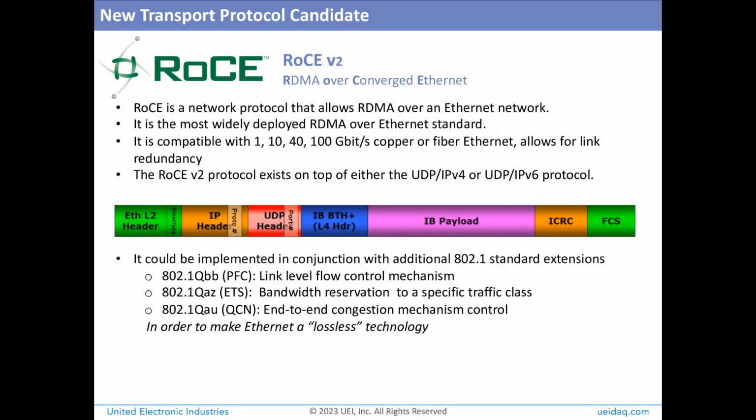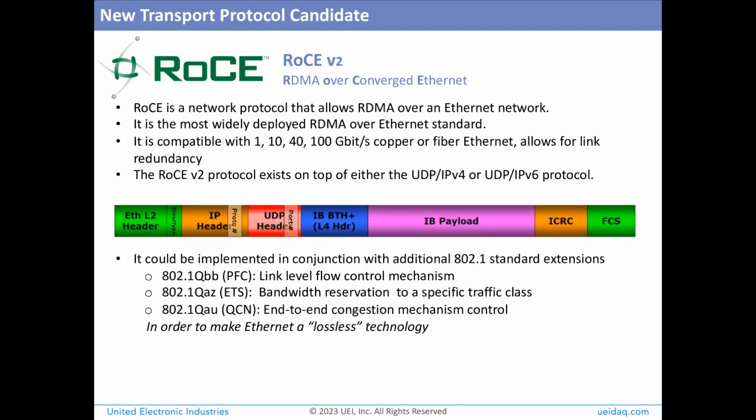The proposed solution is based on version 2 of RDMA over Converged Ethernet, commonly called Rocky version 2. Other implementations of RDMA over Ethernet exist, like iWarp, but Rocky is the most widely deployed. It's compatible with 1, 10, 40, and 100 gigabit copper or fiber Ethernet, and also allows for link redundancy. The Rocky version 2 protocol exists on top of either the UDP IPv4 or IPv6 protocols, so it could be deployed on existing IT infrastructure and routed on a wide area network.